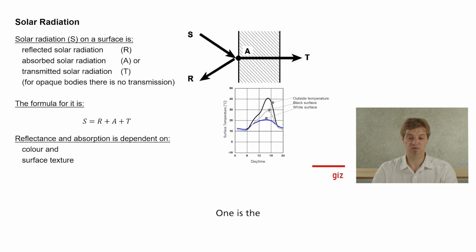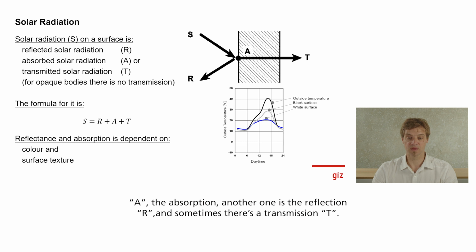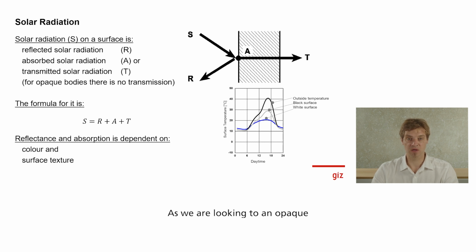One is the absorption. Another one is the reflection. And sometimes there's also a transmission. As we are looking at an opaque construction, there is no transmission. So the transmission is not there in an opaque building component. There's just absorption and reflection.